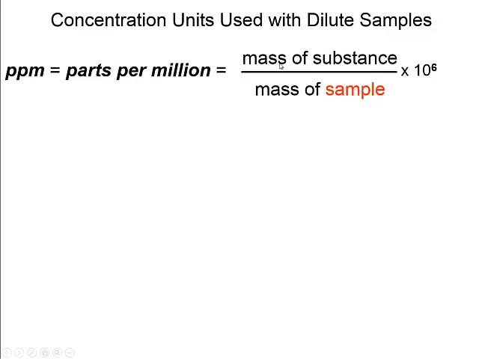And now the units of mass that we use don't matter as long as they're the same. I can use pounds of substance and pounds of sample. I can use milligrams of substance and milligrams of sample, but as long as the units are the same, they can be ounces and ounces. The parts per million is a unitless quantity.